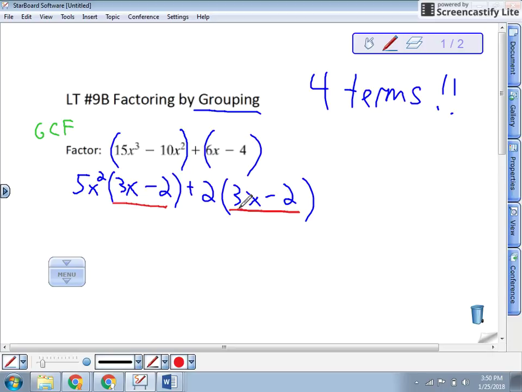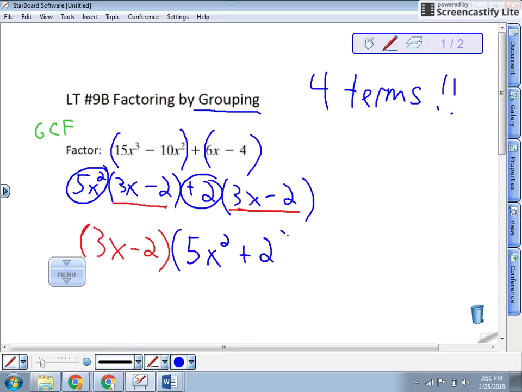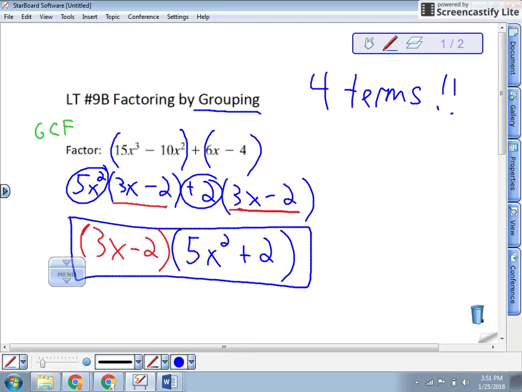So I'm going to rewrite parentheses 3x minus 2. And my other set of parentheses is going to be what I call the leftovers. So I'll do that in blue. I've got a 5x squared here and a plus 2. So I'm literally going to write 5x squared plus 2. These are the GCFs that you pulled out. And that is your final answer right here. So there you have it.